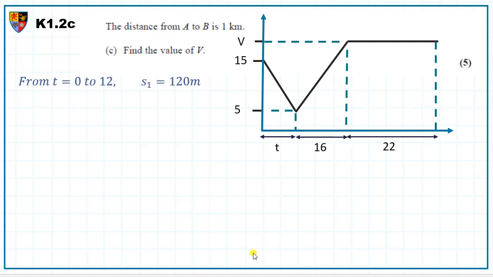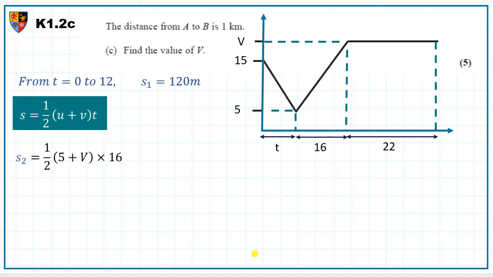We know from T equals 0 to 12, the distance was 120 meters. Using S is equal to half U plus VT, we can find the distance for the second leg, and we can also find the distance for the third leg. And that's what we're going to do. That's what's going to give us our solutions.